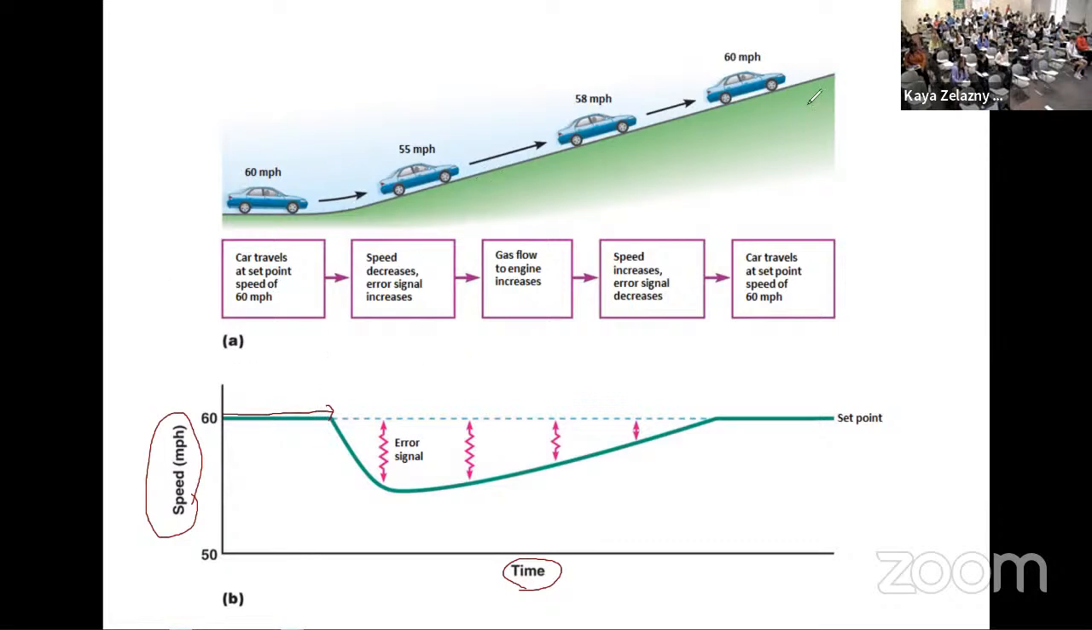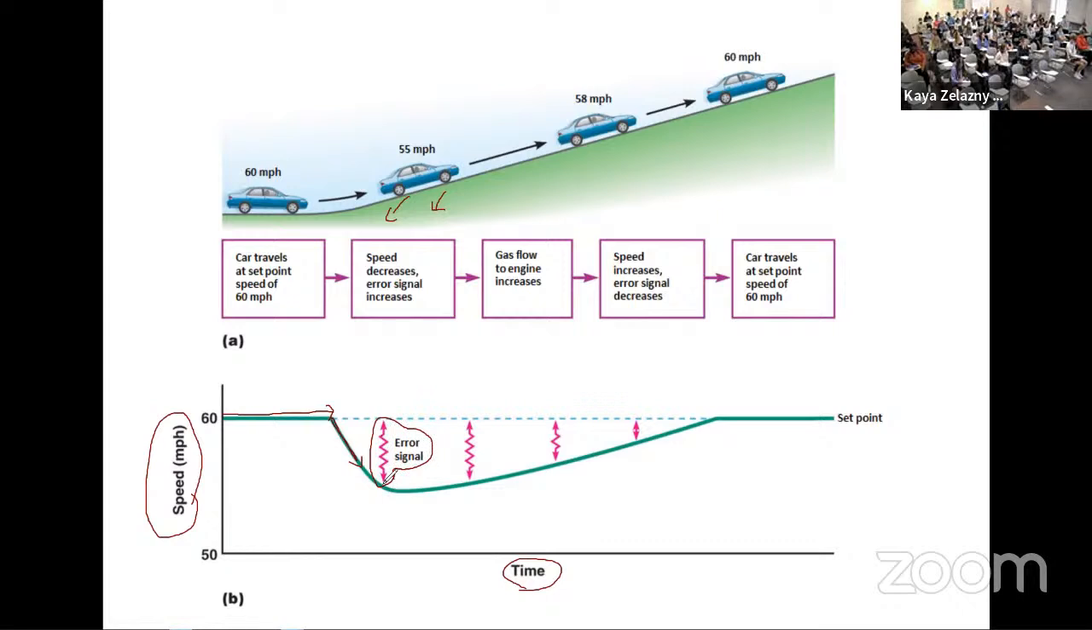As you start to go up the hill, gravity is pulling you down, right? You've got things holding you back. So we start to see a dip in our speed, okay? Now, when we see a dip in a graph like this, we're going to formally, scientifically refer to this as an error signal, right? Error because we want to keep things at 60. Now we have a difference. So that's an error signal.